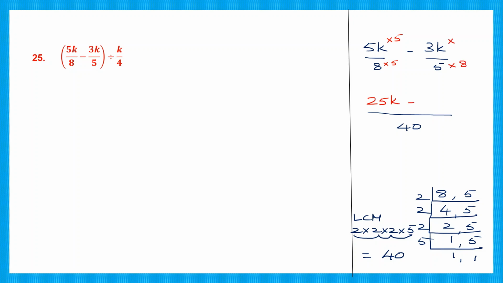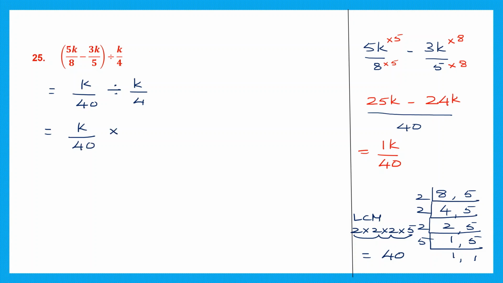So multiply 3 into 8. 8 3s are 24. So here we have 25 minus 24, which is 1. 1k by 40. Or we simply write k by 40. So let's write that k by 40. This time divided by k by 4. So here the first fraction remains as it is, k by 40. Division changes to multiplication and we write the reciprocal of the second fraction.